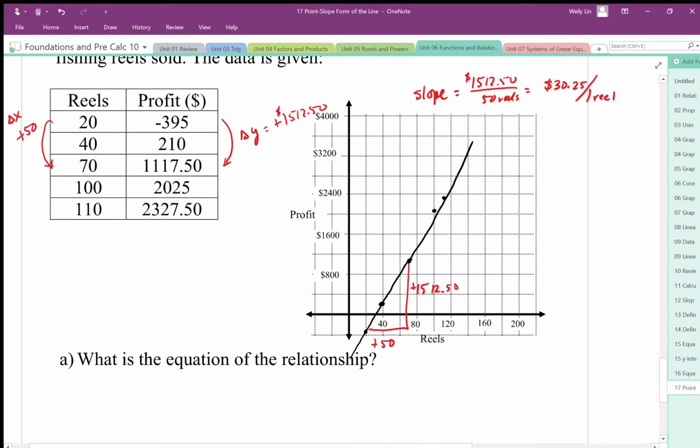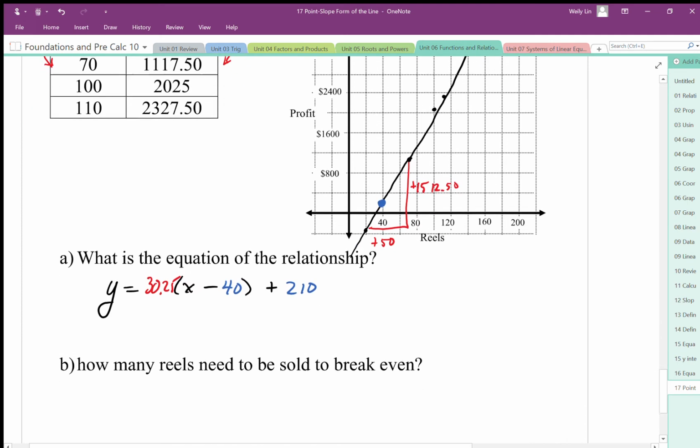I don't have the y-intercept, so I'm just going to write this equation in point slope form. This is not the mx plus b, this is my point slope form. So m is going to be my slope, $30.25 per reel. This is going to be some coordinate. I'm just going to choose a nice coordinate. So 40, 210 looks pretty good. So x is 40, y is 210. There's my equation. I'm done.